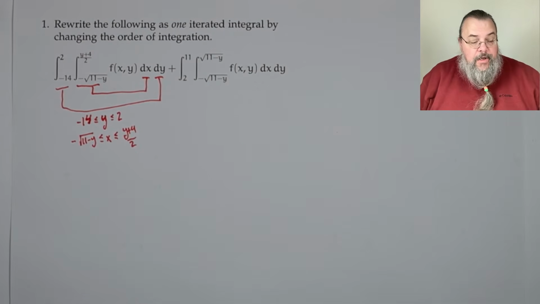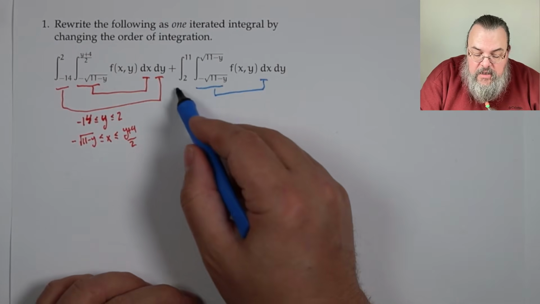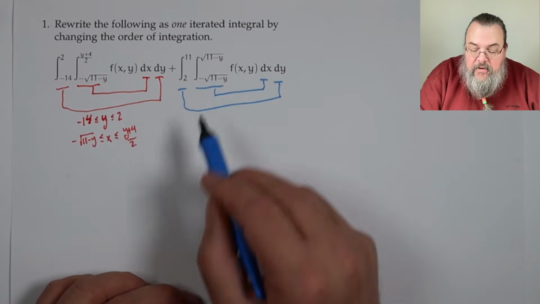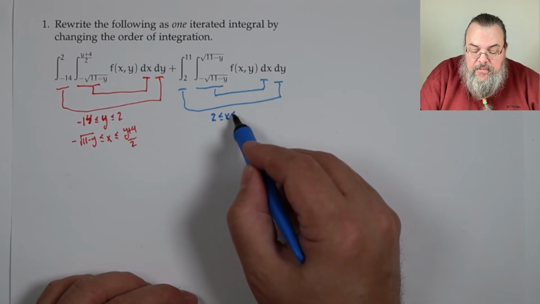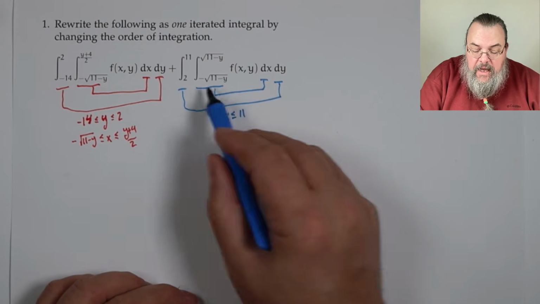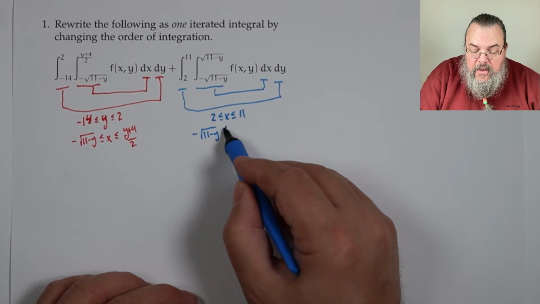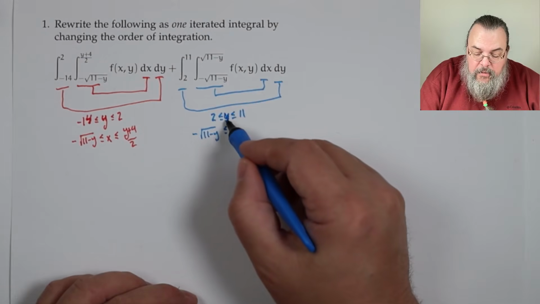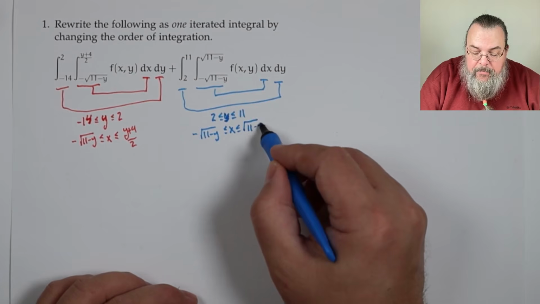Now, the other integral. Okay, that says what? Well, again, we do our matching. And what do we see? For the outer layer, it tells us about y. So y here goes from 2 up to 11. And x goes from minus square root 11 minus y, less than or equal to x, less than or equal to positive square root 11 minus y.